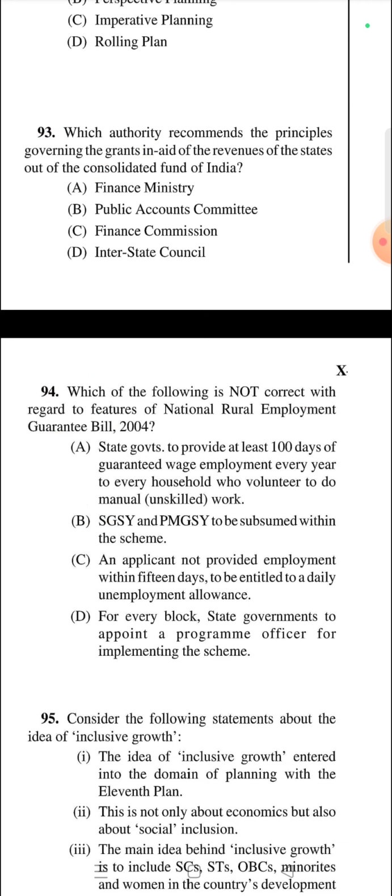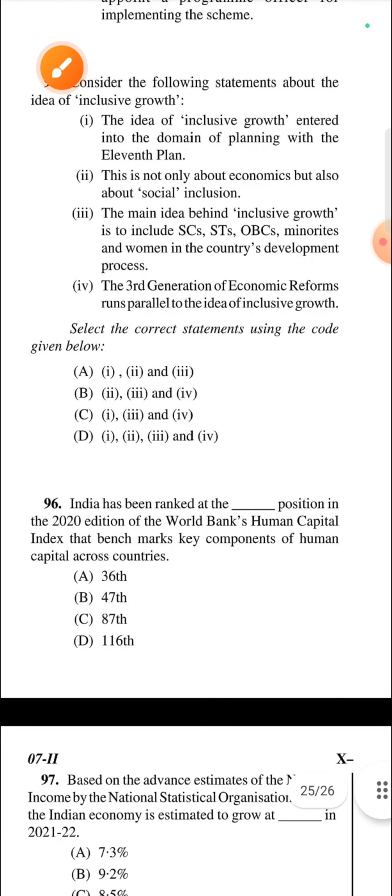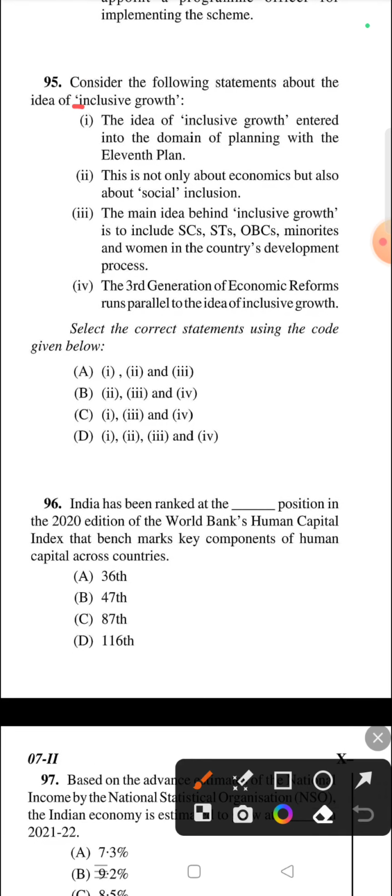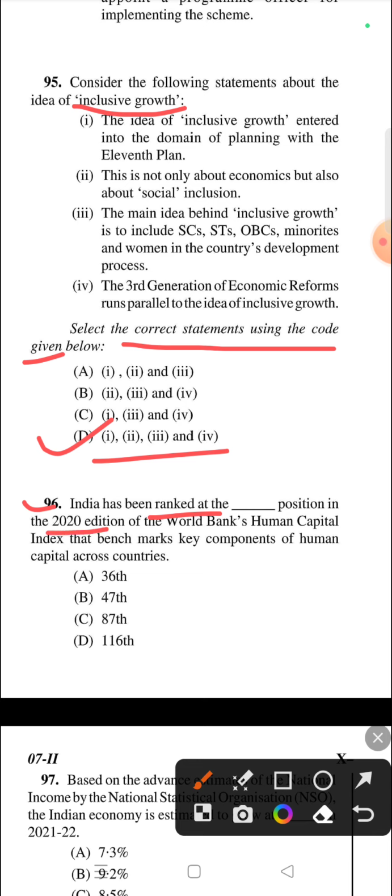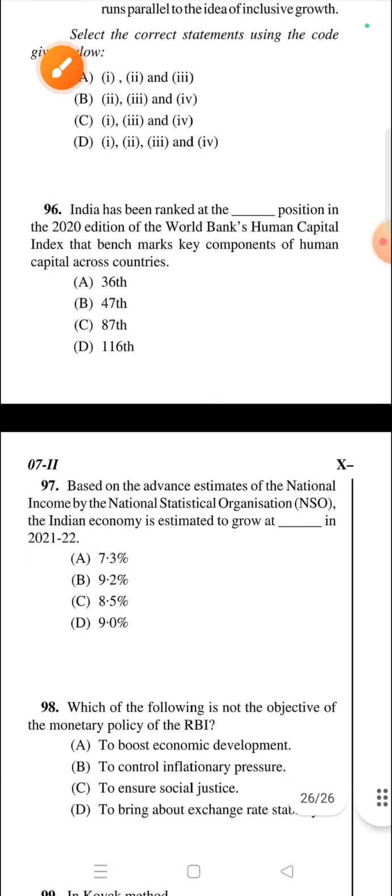Question number 95. Consider the following statements about the idea of inclusive growth. Select the correct statement using the code given below. Option D, that means all are true. Question number 96. India has been ranked at dash position in the 2020 edition of the World Bank's Human Capital Index that benchmarks key components of human capital across countries. The right answer is 116th position.